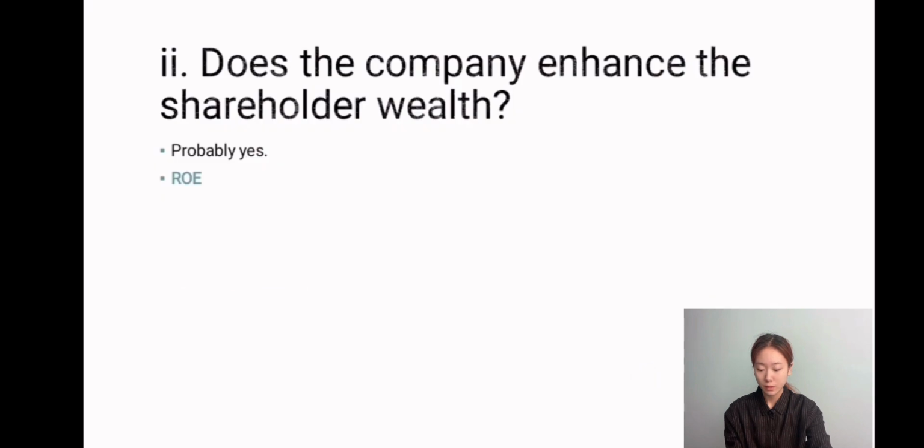Let's move to the next question. Does the company enhance the shareholder wealth? My answer is probably yes.